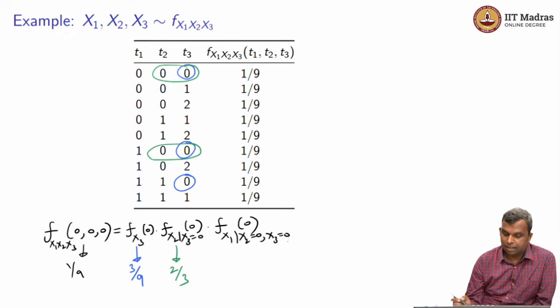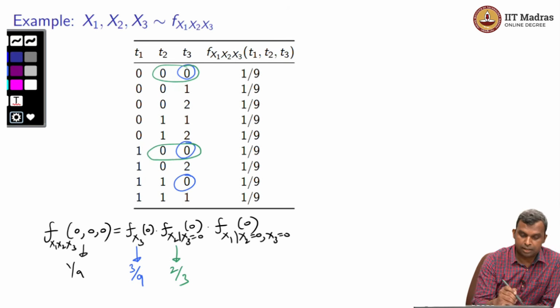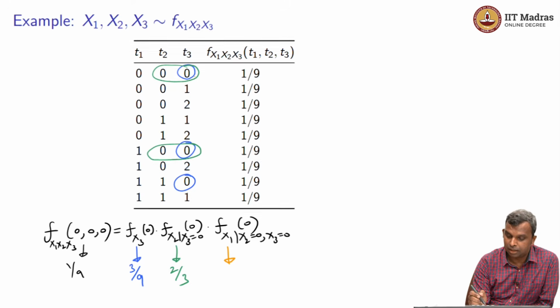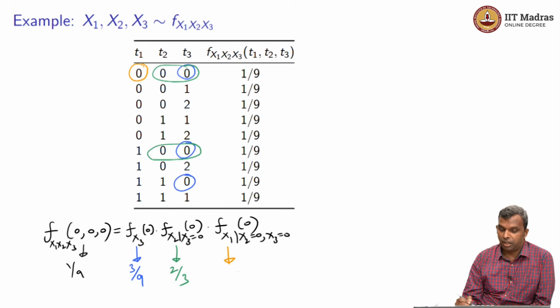So let's come to this last case. x2 is 0, x3 is 0, that's what I had in green here, and then if you look at that case, that is the case when x1 is 0, so that works out to be 1 by 2.